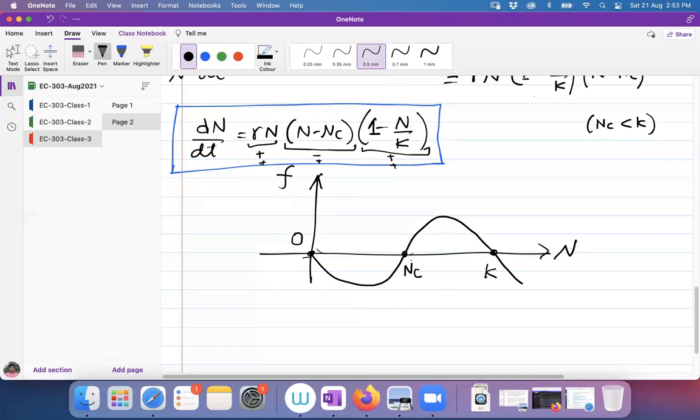Okay, this is where we are. So now, there are three roots, 0, nc, and K, three equilibrium values. So how do we find stability? Let's make a small perturbation from 0. What's the growth rate when there is a small perturbation now? It's a negative growth rate, which means the population will die off. So any perturbation you make from 0 dies off back to 0. So therefore, 0 is a stable equilibrium.